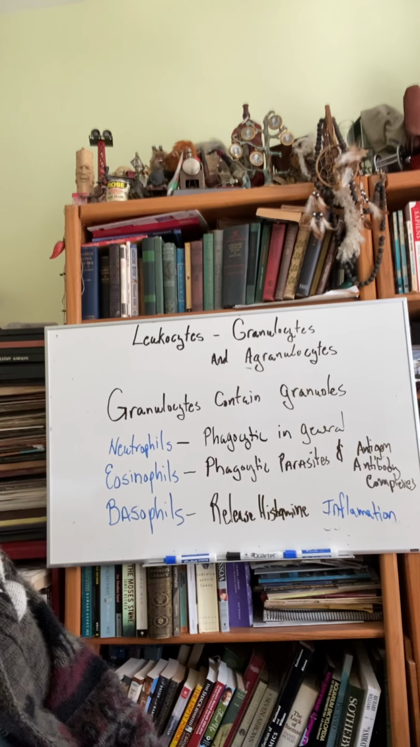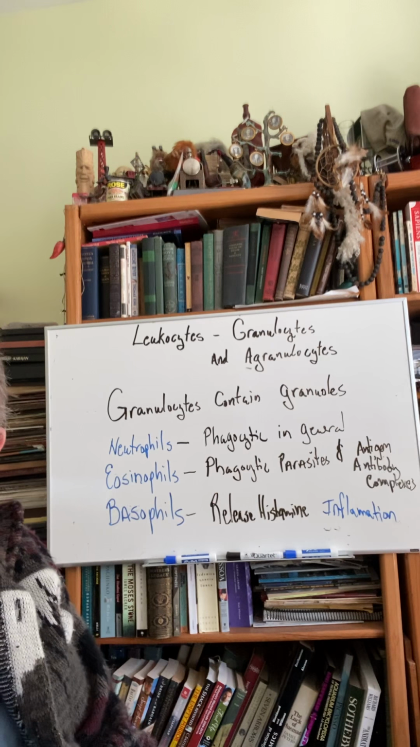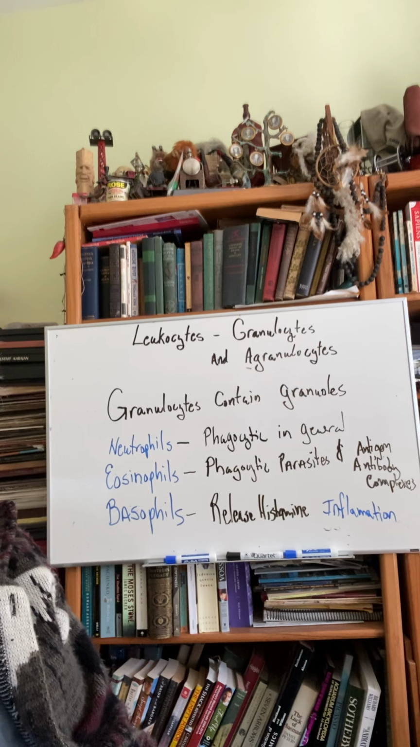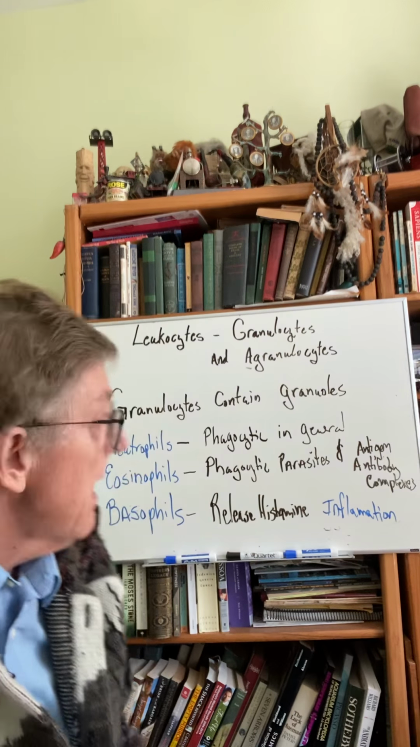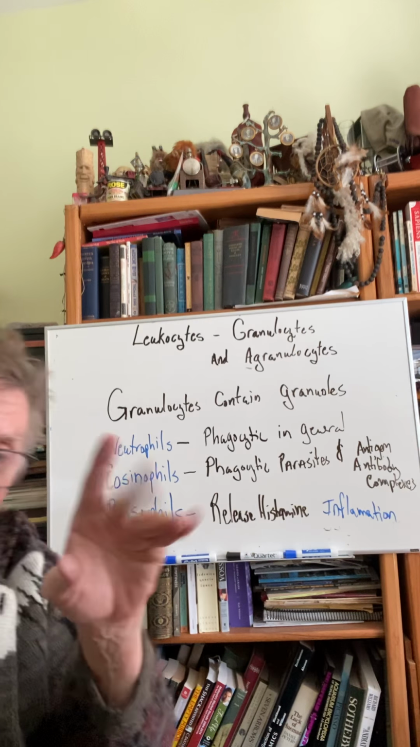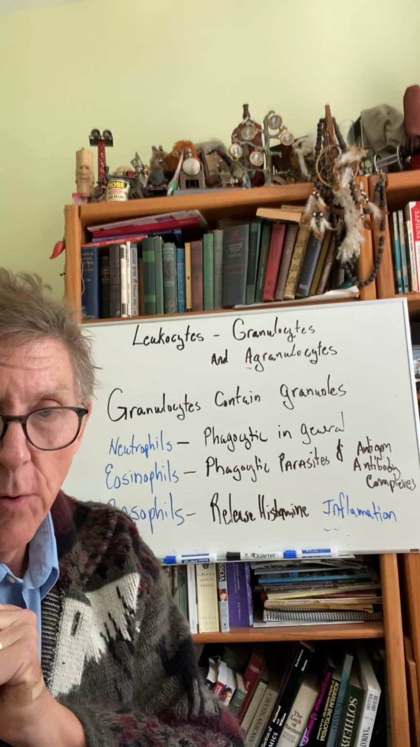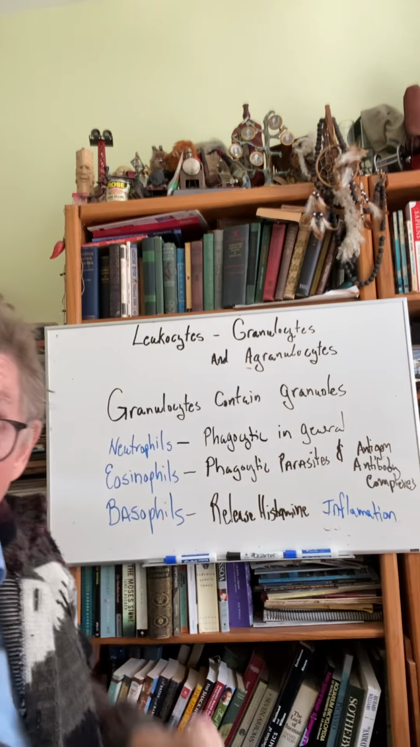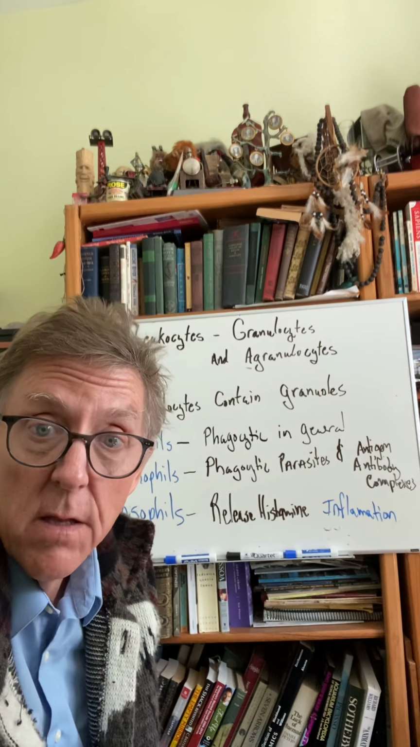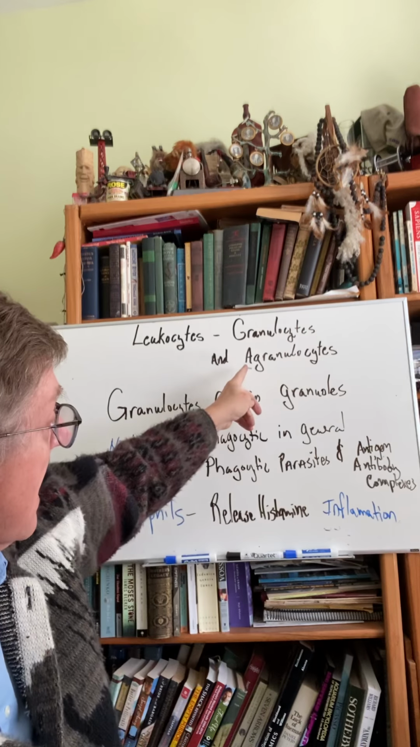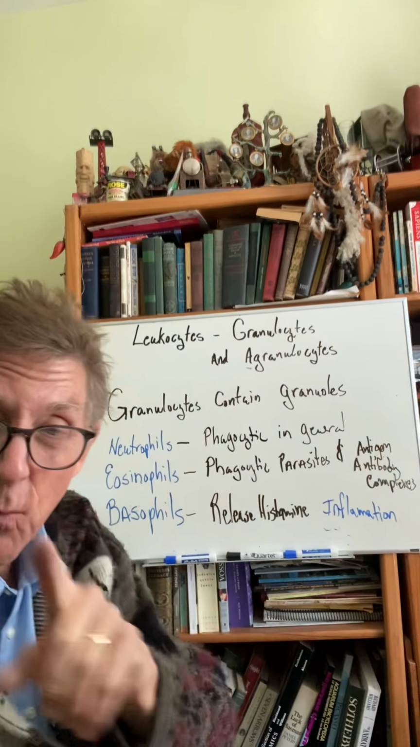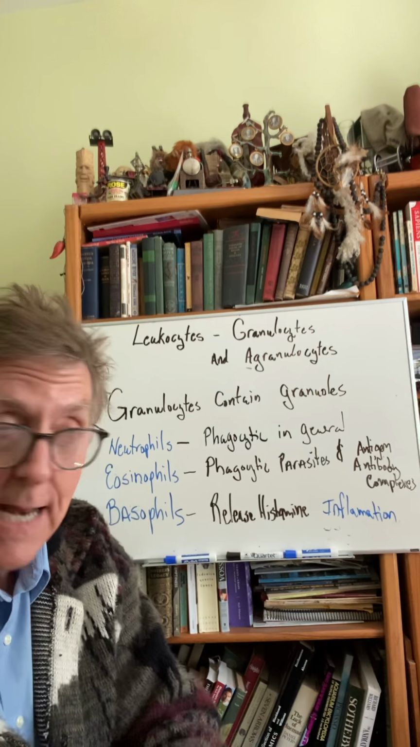All right, let's talk now about some of the leukocytes. Leukocytes are white blood cells, and leukocytes can be divided up into two groups. Some of them have a lot of granules, and so they're called granulocytes, and some of them don't have granules, and they're called agranulocytes. We're going to talk about the granulocytes right now.